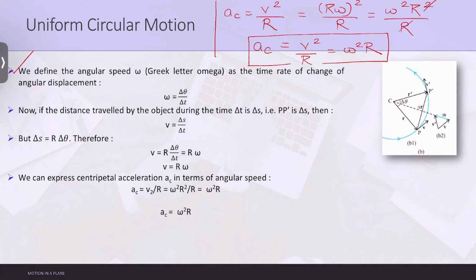So just let me iterate everything again. This thing is complete, this thing is complete. We can express centripetal acceleration a_c in terms of angular speed. How? a_c is nothing but equal to v square by r, with v being r omega here, which is equal to omega square r square by r, which is equal to omega square r. And finally we got a_c is equal to omega square r. So we found the relation between centripetal acceleration and omega.